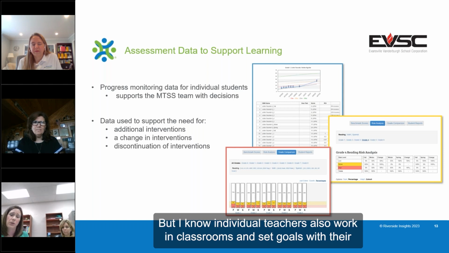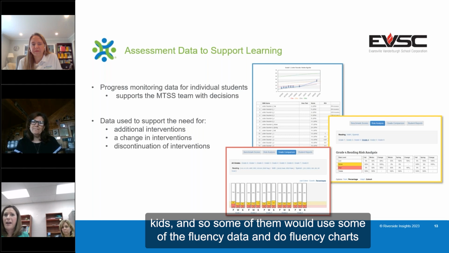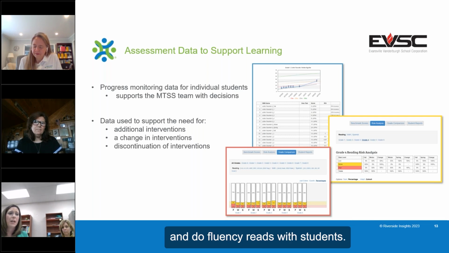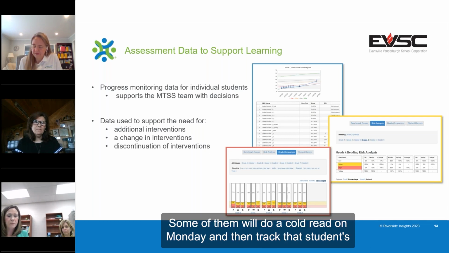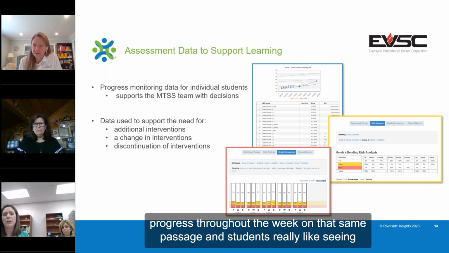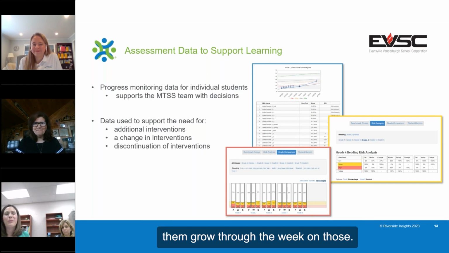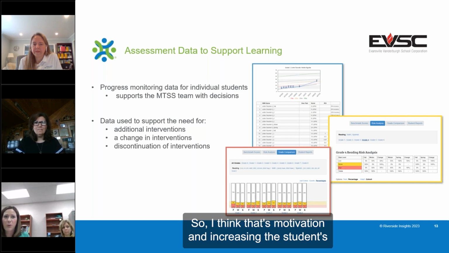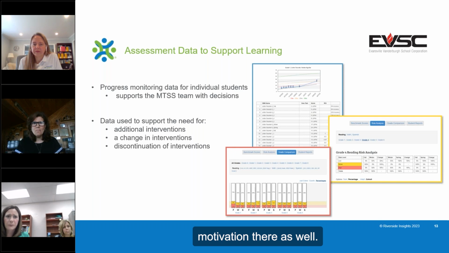But I know individual teachers also work in classrooms and set goals with their kids. And so some of them would use some of the fluency data and do fluency charts and do fluency reads with students. Some of them will do a cold read on Monday and then track that student's progress throughout the week on that same passage. And students really like seeing them grow, right, through the week on those. So I think that's increasing the students' motivation there as well.